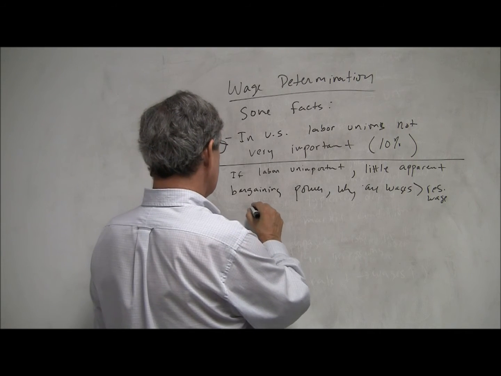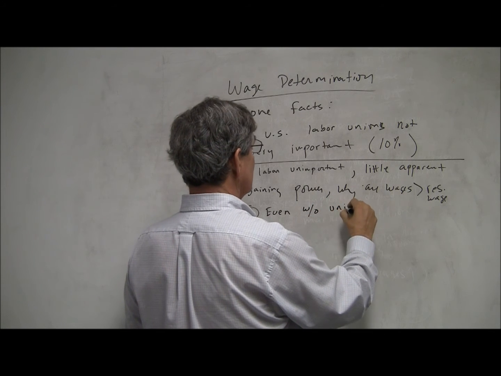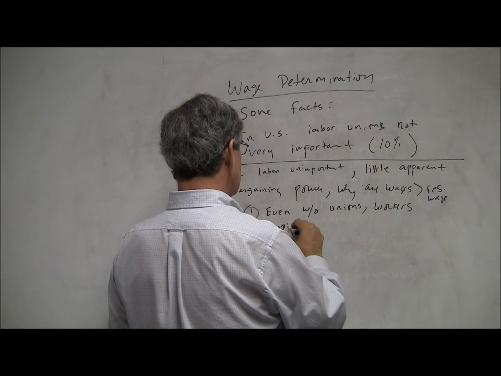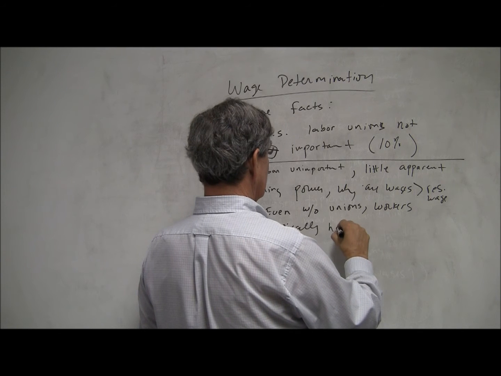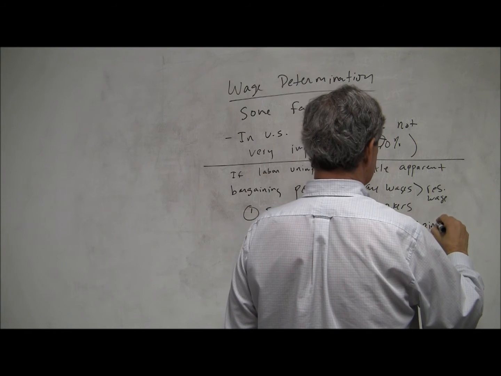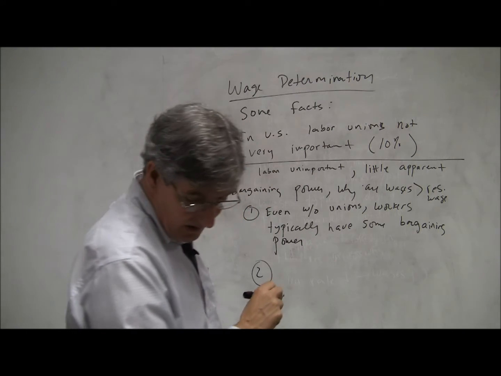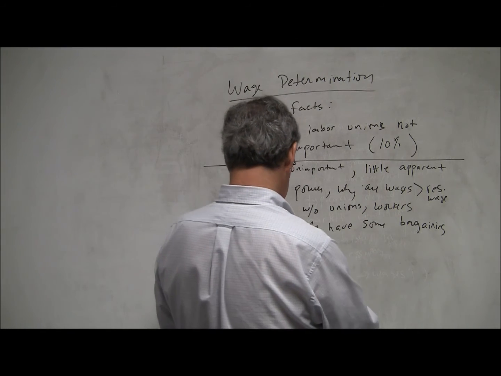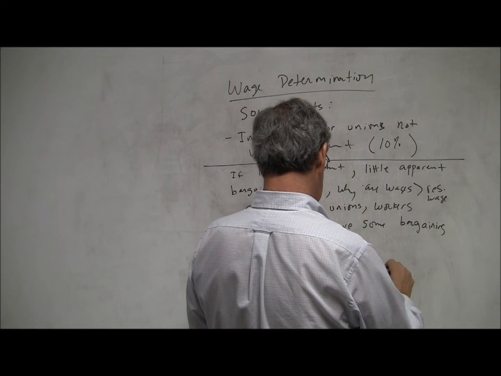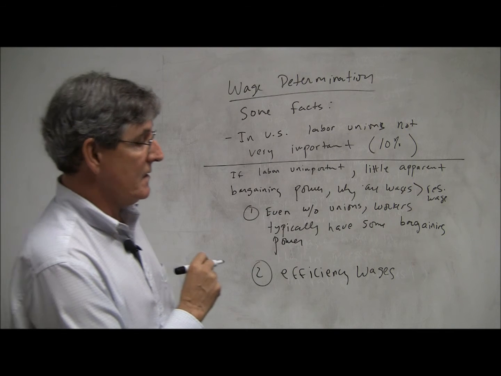And there's two reasons. Even without unions, workers typically have some bargaining power. We'll talk about this in a second. And second is something called efficiency wages. So let's talk about those two things.